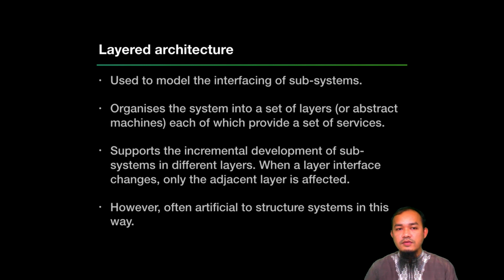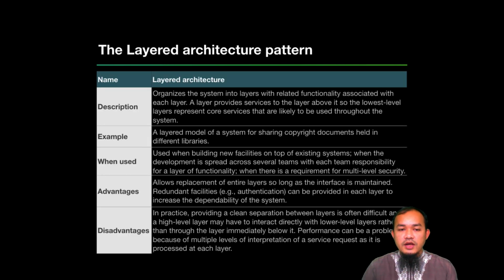Layer architecture. The layer architecture is organized into a set of layers, divided into subsystems by layers. One layer connects to another layer, and the second layer connects to the third layer like this, and they exchange data through interfaces. We call this layer architecture. It organizes the system into layers with related functionalities associated with each layer. This is the description and explanation of layer architecture.